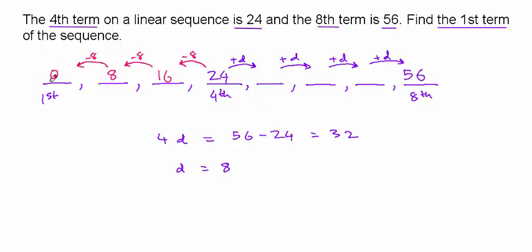So the first term is 0, the second term is 8, 16, 24. You can pretty much find any term on the sequence, 32, 40, 48, 56, and so on. They happen to be the multiples of 8.